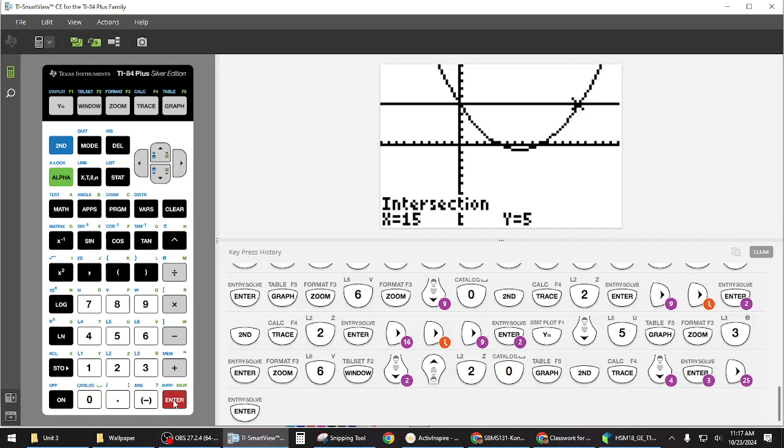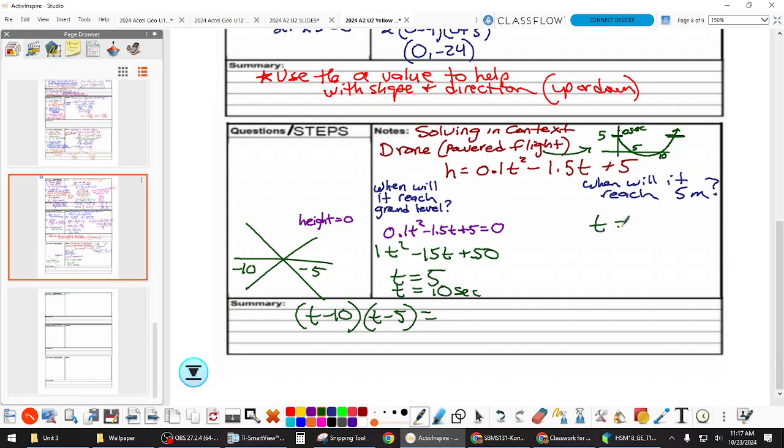You guys are right on, huh? Your gut told you what time this is going to happen? There's our 15. Okay? So t equals 15 on the calculator.